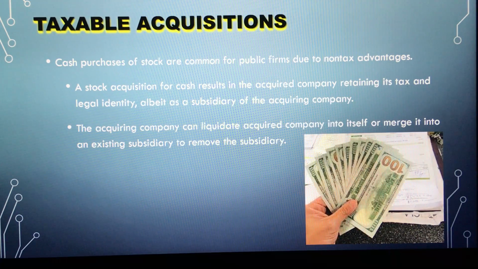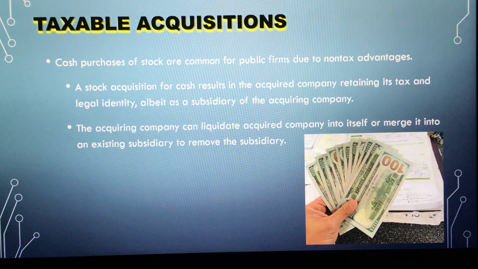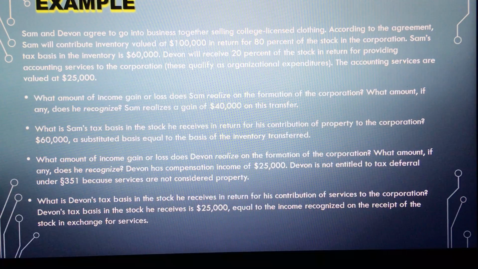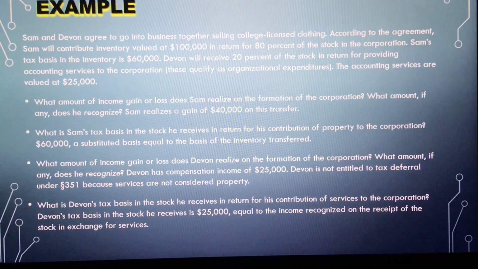Let's talk about taxable acquisitions one more time. Cash purchases of stock are common for public firms due to non-tax advantages. Stock acquisitions for cash result in the acquired company retaining its tax and legal identity. The acquiring company can liquidate the acquired company into itself or merge it into an existing subsidiary to remove the subsidiary. If you want to see an example about that, you can see it on my slide over here.